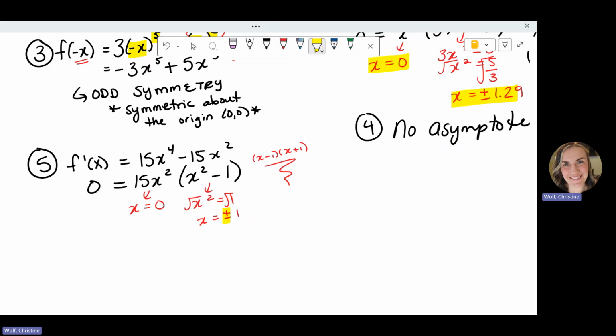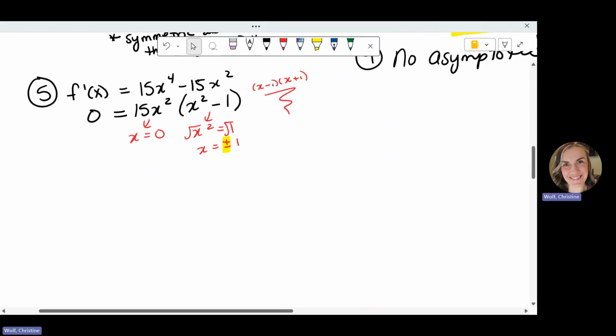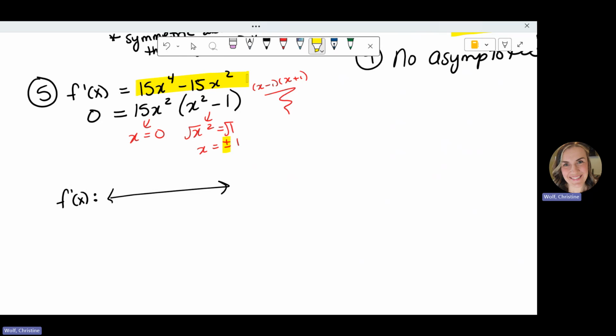Once we found our critical numbers, this is again back to lesson 1. Once we found our critical numbers, we did sign analysis. Now, sign analysis, you can either do that table of values and plug numbers in to see the symbols, or you can try to visualize the graph. We can visualize this. Okay, this is what I'm sketching.